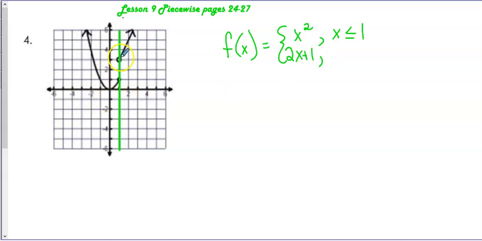I can't tell where the y-intercept would have been, but if I did keep that going, it looks like it would have been at 1. So that kind of double checks it for me. And then this would be x is greater than 1, because it's an open circle at 1, 3. So this is the answer right here to this one.